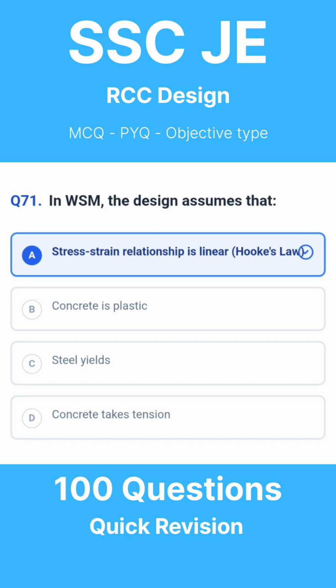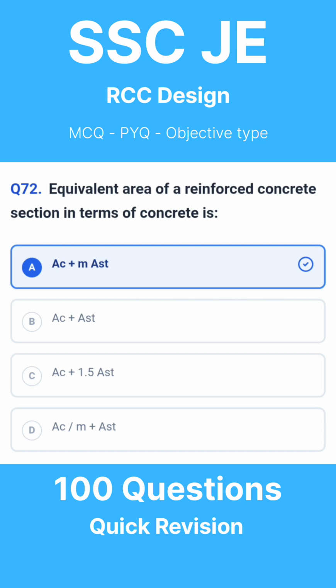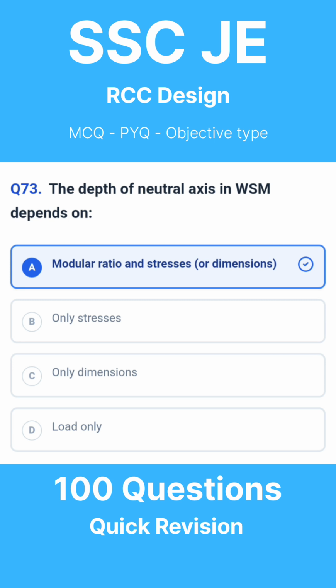Question 71. In WSM, the design assumes that. The correct answer is stress-strain relationship is linear, Hooke's law. Question 72. Equivalent area of a reinforced concrete section in terms of concrete is. The correct answer is Ac plus m Ast. Question 73. The depth of neutral axis in WSM depends on. The correct answer is modular ratio and stresses and dimensions.